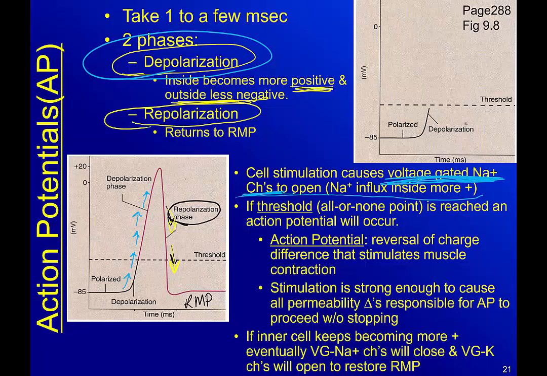Okay? Now, there is something called threshold that you can see right here, okay? Threshold is basically the all or none point, where if I get to here, I'm going to fire no matter what happens now. If I don't get to here, if on the other hand I change a little bit and only get to about here, I'm going to come right back down to resting membrane potential. I don't go all the way up to my action potential up here because I didn't reach this all or none point. The best way I can think to describe it is a gun.